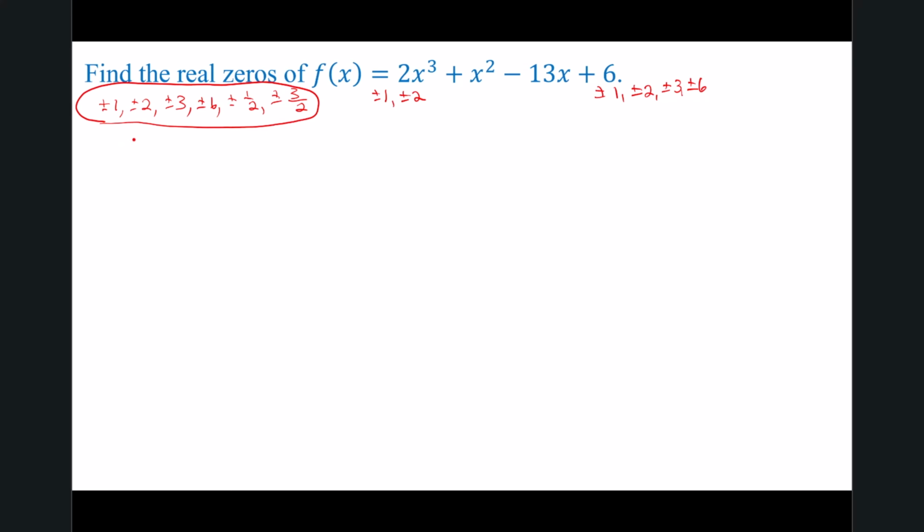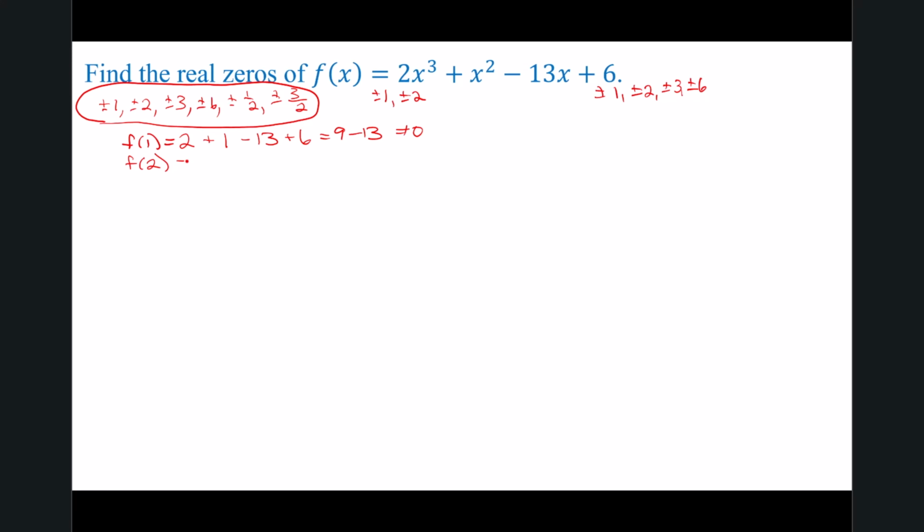To test, I'll start with 1, because that's the easiest, and we can often do that in our head. So f of 1 would be 2 times 1 cubed plus 1 times 1 squared minus 13 times 1 plus 6, which is 2 plus 1 plus 6 is 9. So we have 9 minus 13, which is not 0. So 1 is not a zero of this function.